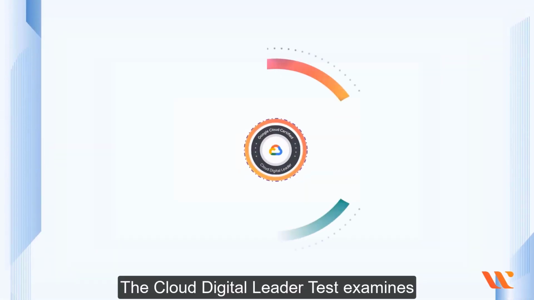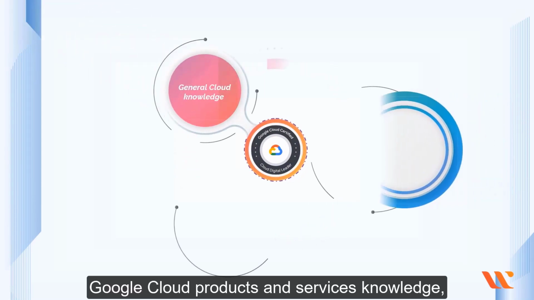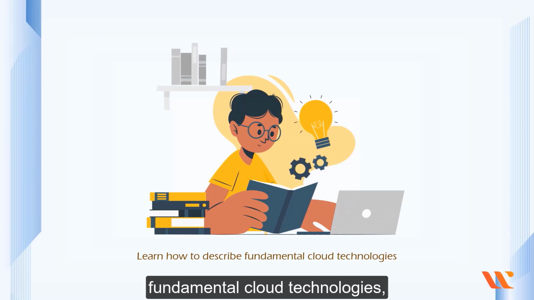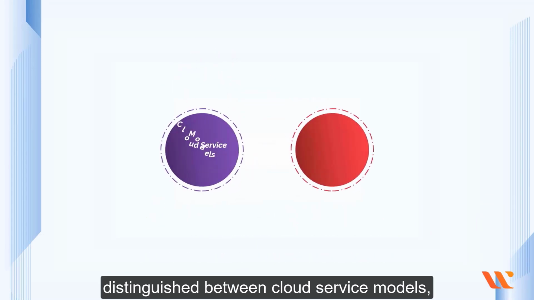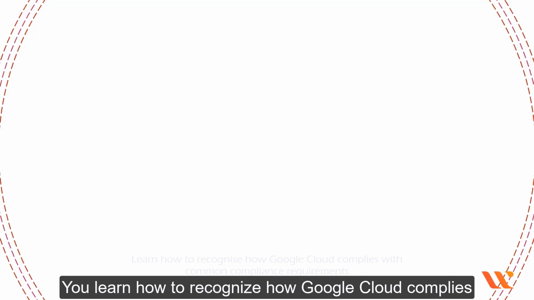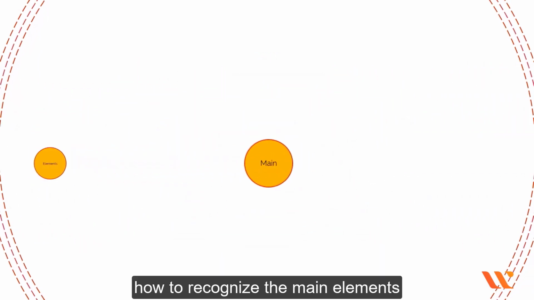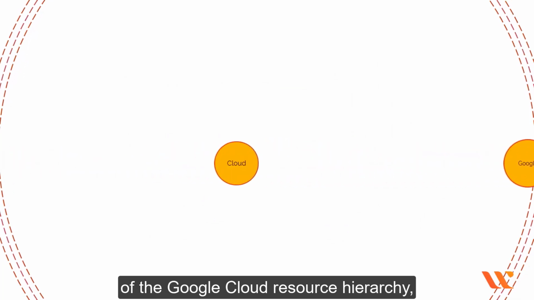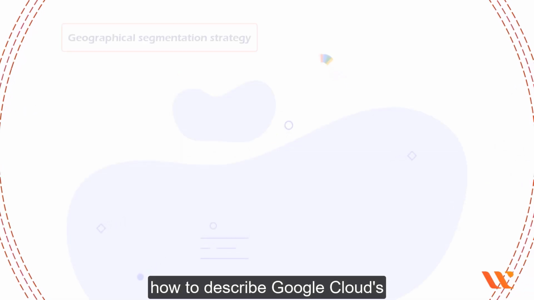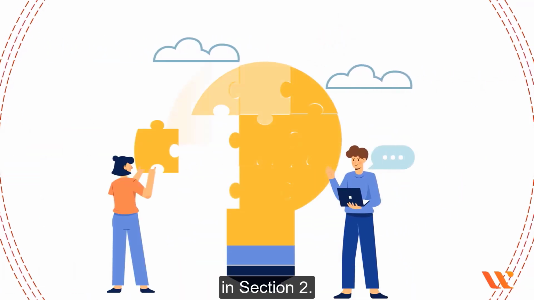The Cloud Digital Leader test examines 3 areas of knowledge: general cloud knowledge, Google Cloud products and services knowledge, and general Google Cloud knowledge. Here, you learn how to describe fundamental cloud technologies, distinguish between cloud service models, and recognize typical cloud procurement financial concepts in Part 1. You learn how to recognize how Google Cloud complies with common compliance requirements, how to recognize the main elements of the Google Cloud resource hierarchy, how to control and optimize Google Cloud costs, how to describe Google Cloud's geographical segmentation strategy, and how to define Google Cloud support options in Section 2.